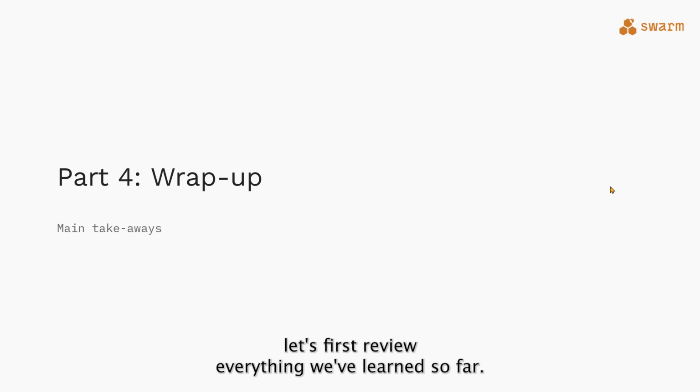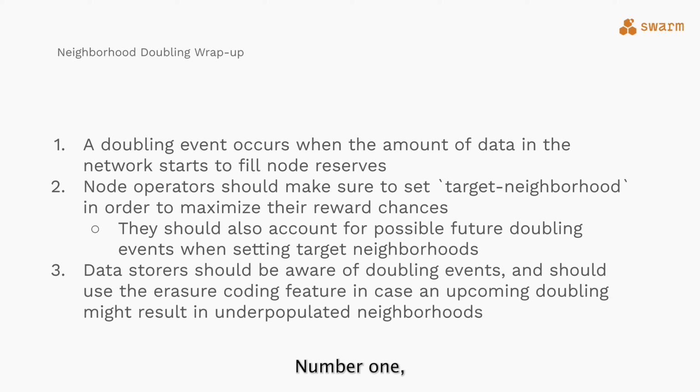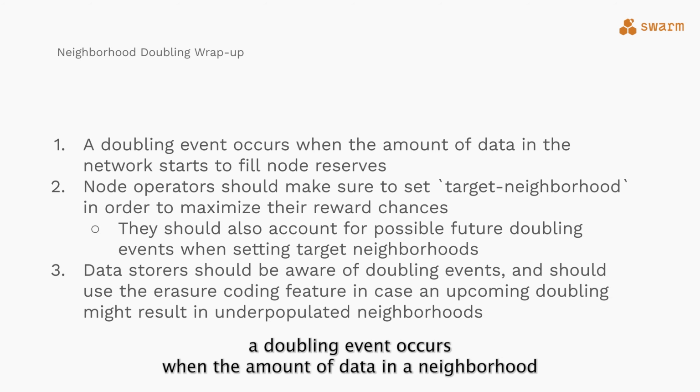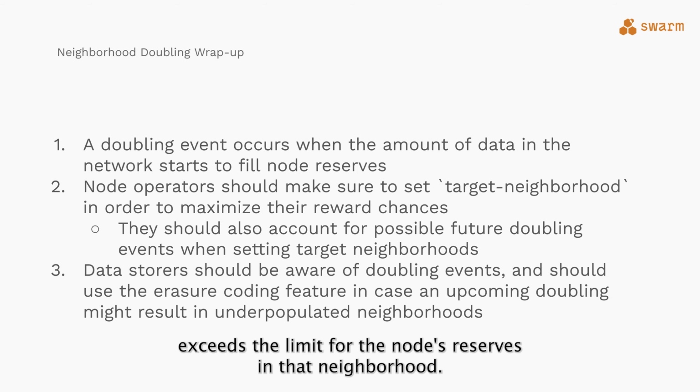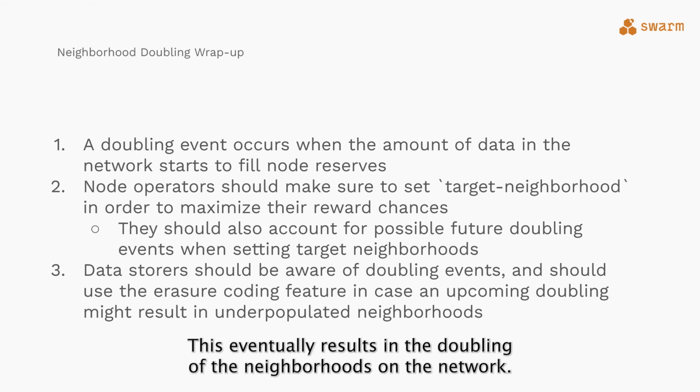And to wrap things up, let's first review everything we've learned so far. Number 1. A doubling event occurs when the amount of data in a neighborhood exceeds the limit for the node's reserves in that neighborhood. The neighborhood will then split in 2, allowing each neighborhood to free up half the reserve space. This eventually results in the doubling of the neighborhoods on the network.